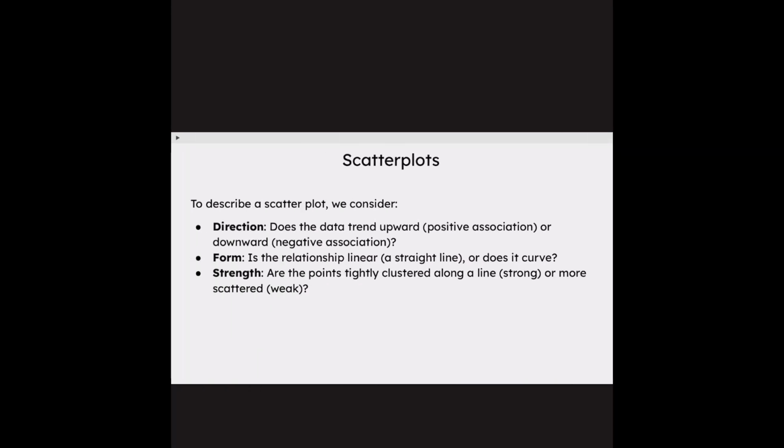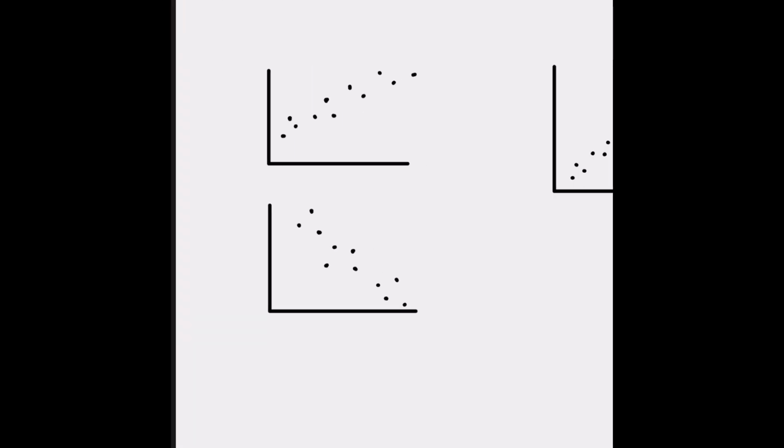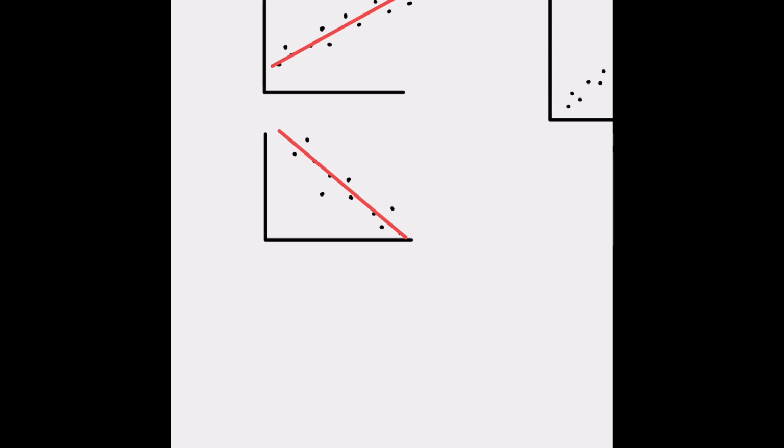Then we have strength. Are the points tightly clustered along a line or more scattered and weak? If you look at this one, we would say it is a strong positive correlation. This one is a strong negative correlation. Versus something like this, we could say that this is more of a weak positive correlation.